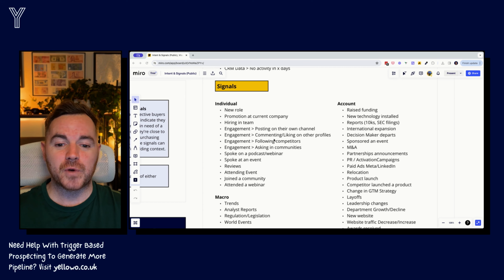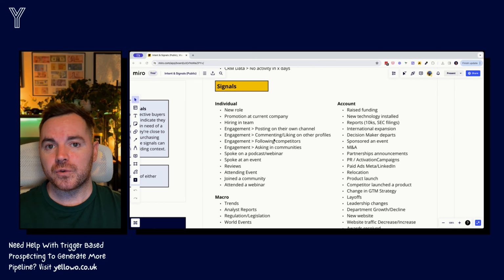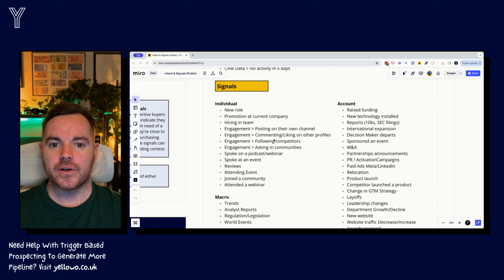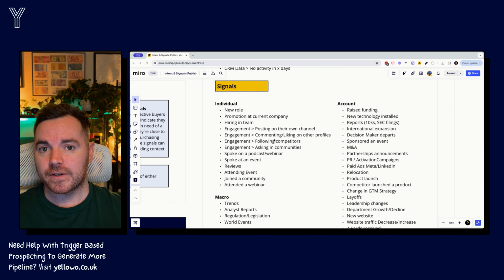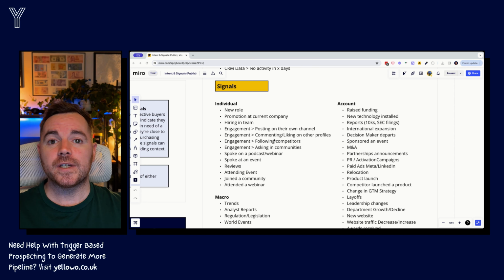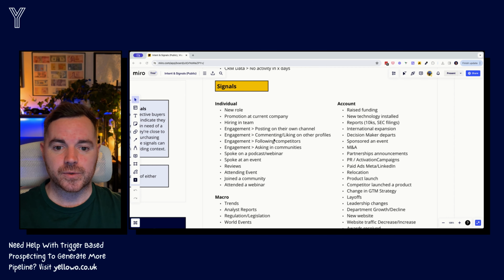So there's individual, account, and macro. On individual, this happens to the actual person, so they're new to their role or they just got promoted at their current company. They could be hiring in their team. It could be all sorts of engagement that they're doing on LinkedIn. If you're selling B2B, most of the people will be on LinkedIn. Or it could be in communities like Slack groups that they belong to as well.